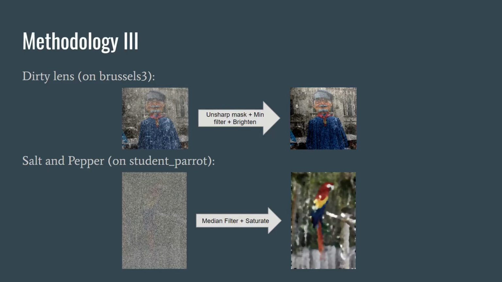Finally, the salt and pepper noise was addressed by first applying a median filter and then saturating the image. This is because applying the median filter by itself desaturated the image heavily. By applying this method, much detail was able to be retrieved from what was originally a problem image.